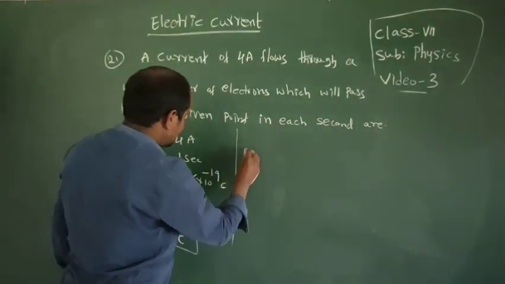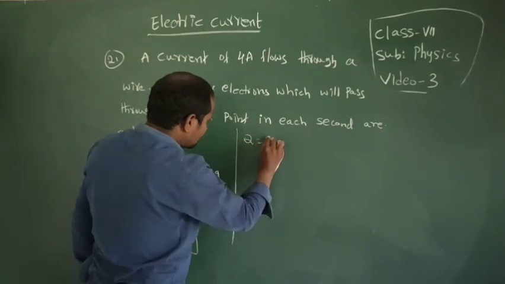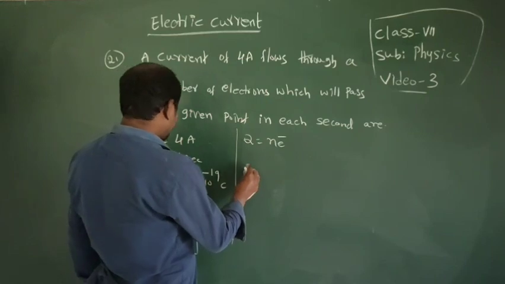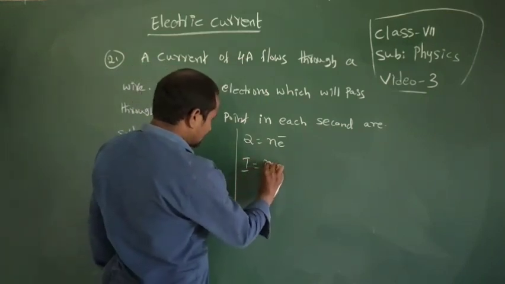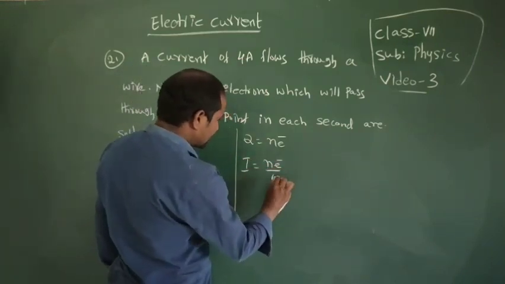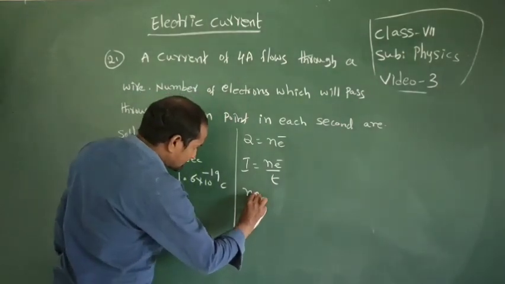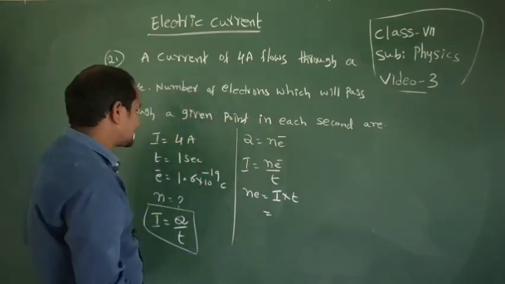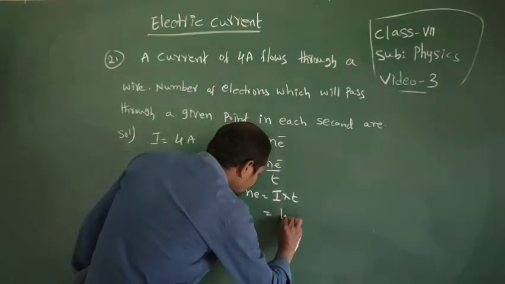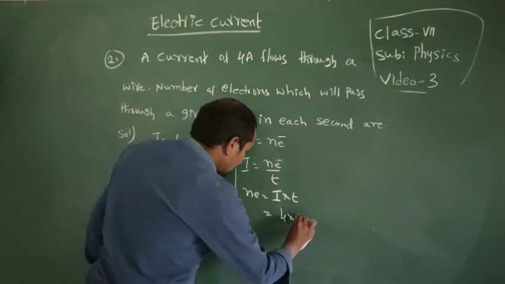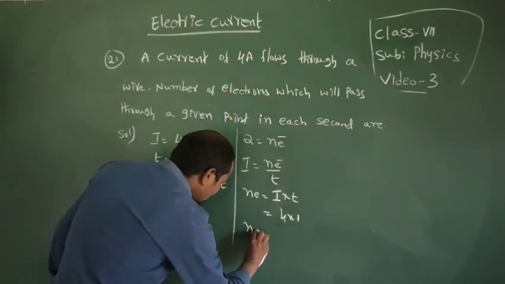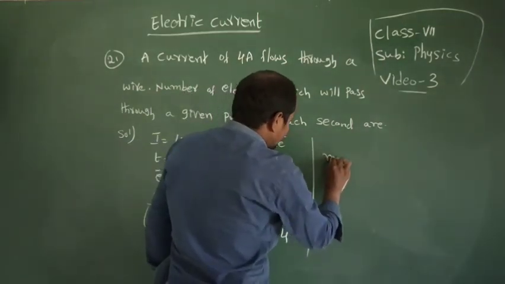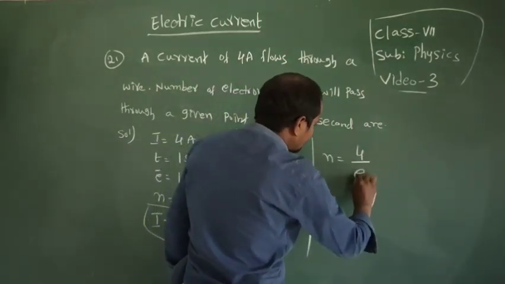Next, here Q equal to N into e, N being the number of electrons. So from this I equal to N e by T. So here N equal to I into T by e. What is I here? 4. 4 into time, which is given as 1 second. So here N equal to 4, therefore N equal to 4 by e.